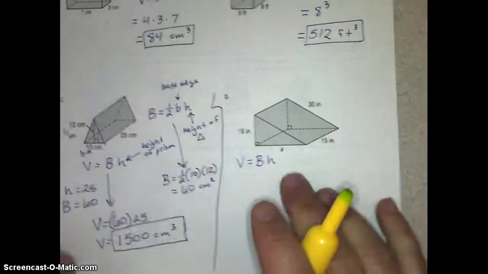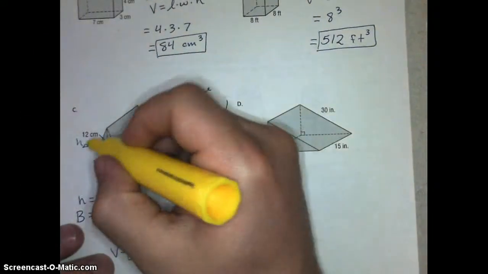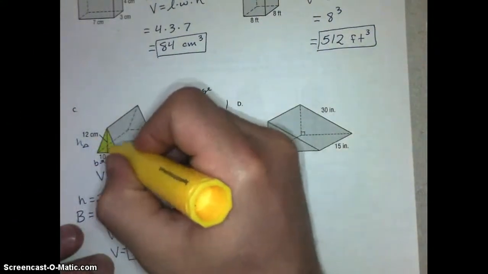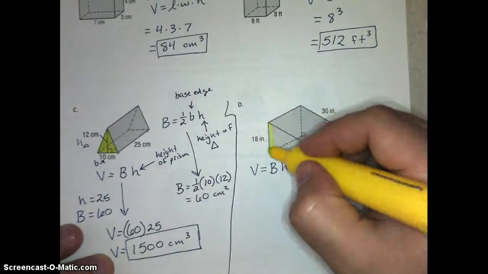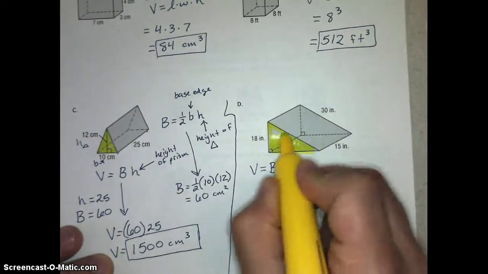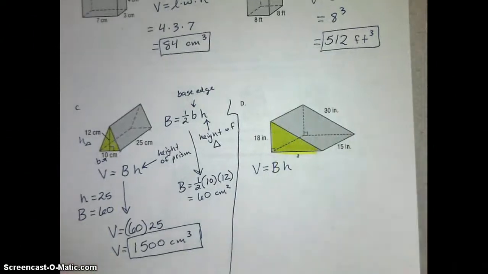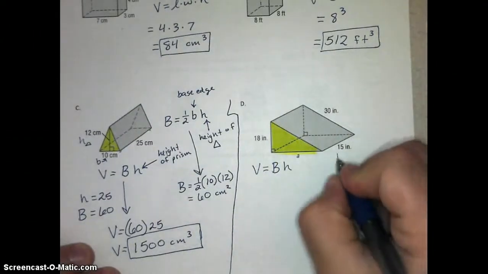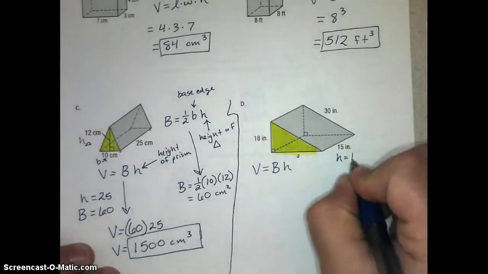Remember, and I showed you this resource in one of the class periods, it helps to highlight the shape that you know to be the base. So in that case it was a triangle. In this case it's also going to be a triangle. Remember, the distance between the bases is your height of your prism. Okay, so h equals 15.